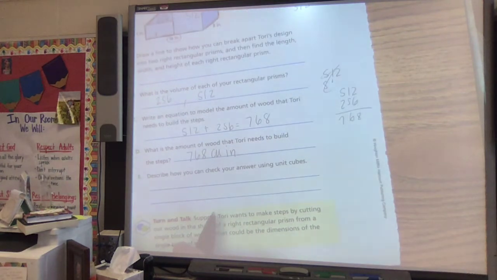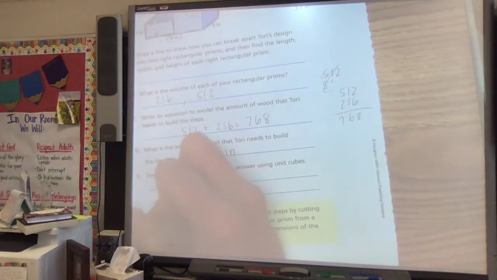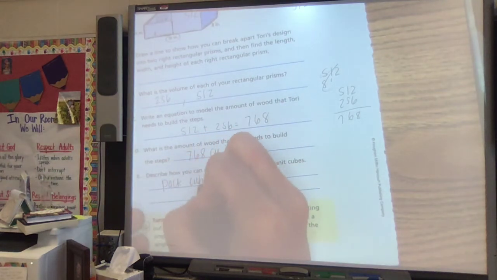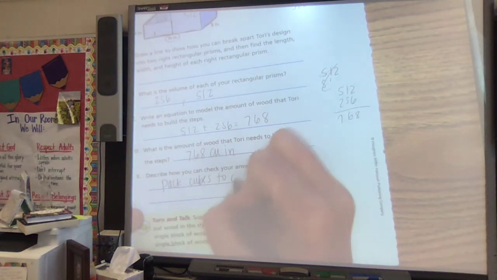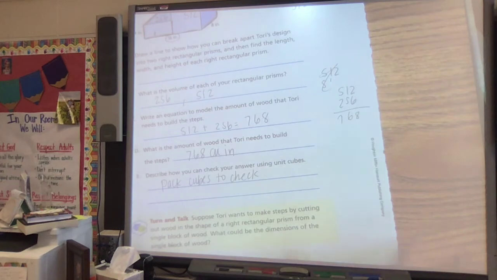How could we check our answer? Well, you could pack cubes in there. That would take a while. But you could pack those cubes to check. All right, we're gonna turn to the next page.